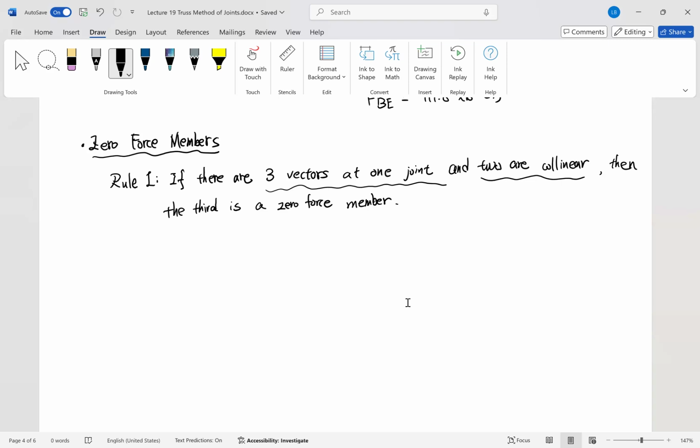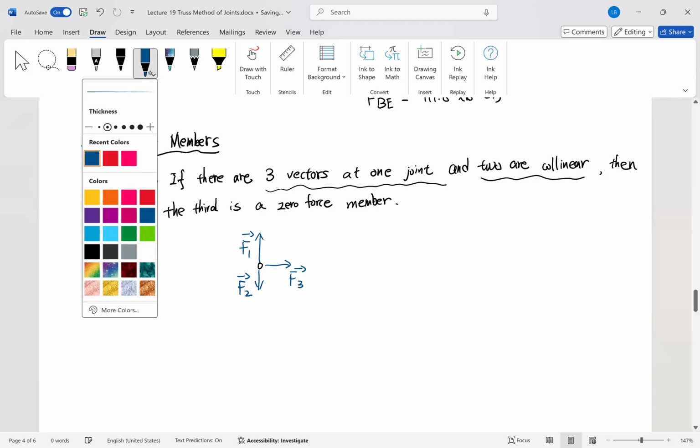Okay, and how to see that? If you have a joint here and you have F1 and F2, they are collinear here, and then F3 should be zero here, right? That should be zero here.